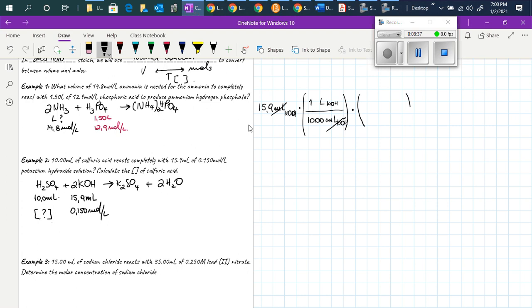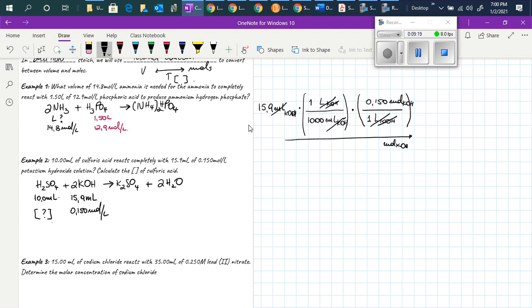Now using the concentration, we have 0.150 moles per liter, meaning that in 1 liter we have 0.150 moles, or if we have 0.150 moles, then we will add 1 liter. So 1 liter of potassium hydroxide is 0.150 moles of potassium hydroxide. So liters and liters cancel out. What we have up to here is moles of potassium hydroxide.